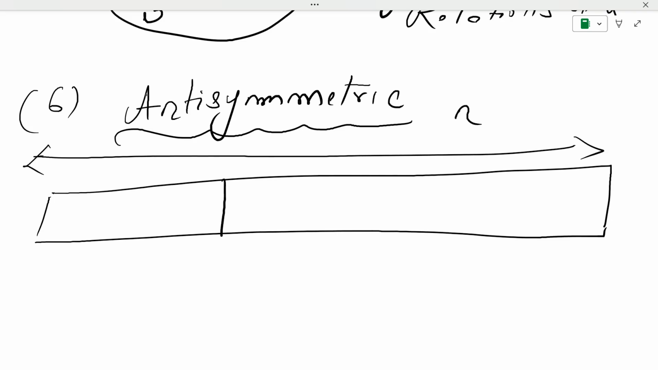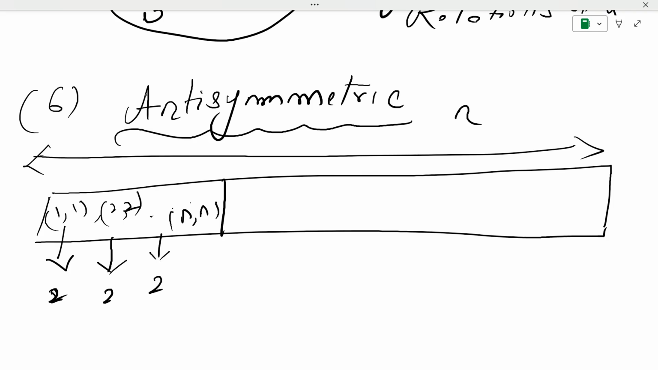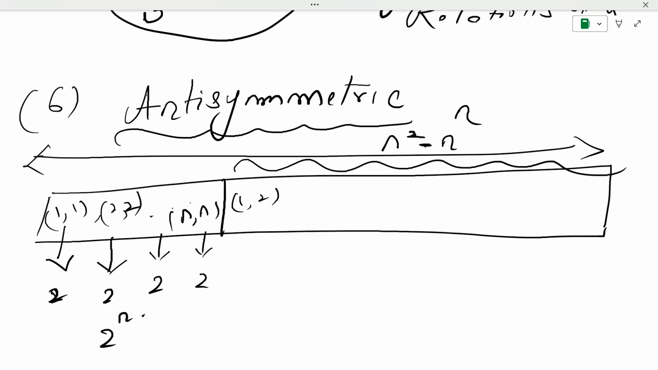So for this part, (1,1), (2,2), (3,3), up to (n,n), either it can be present or it cannot be present. So there are two possibilities, right? We don't require them to be present, but if they are present, it's also fine. Okay, so this is 2 raised to the power n, right?